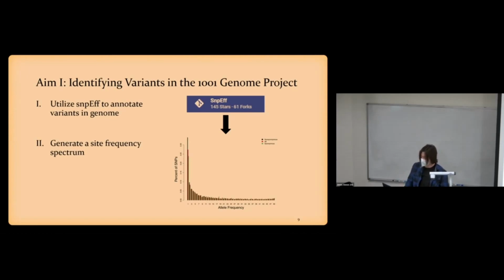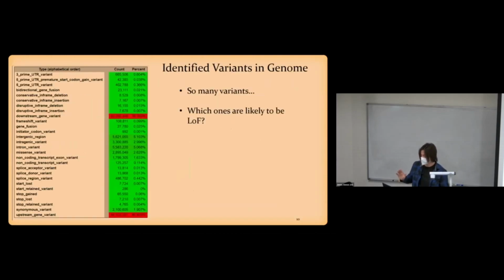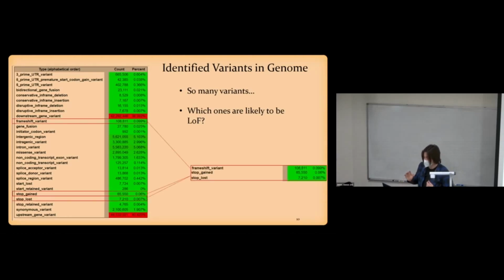Yeah, so this is pretty much what we've done so far. This is pretty much a list of all the variants that SnpEff has pulled from the genome. There's a whole bunch, but with what we know about loss of function mutations, we can pull out the ones that are likely to be loss of function. For example, a gain of a stop codon stops the protein, no more protein. It's pretty much done.